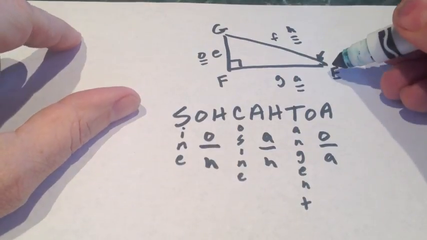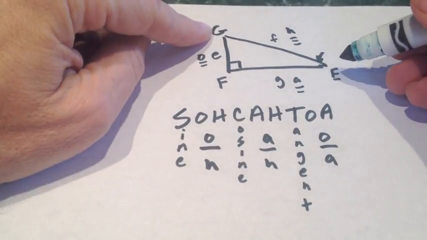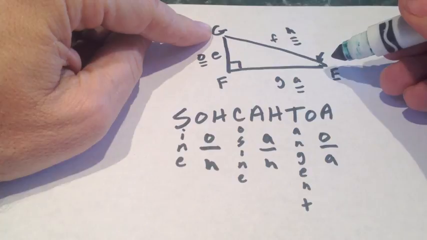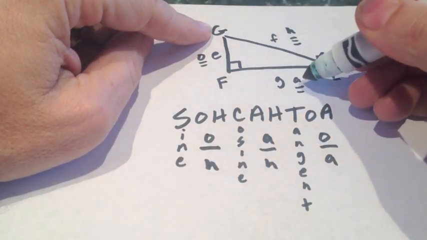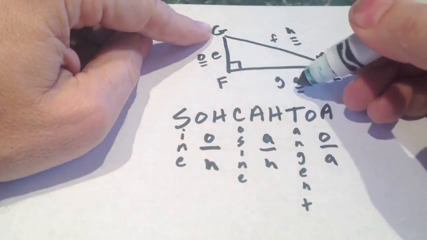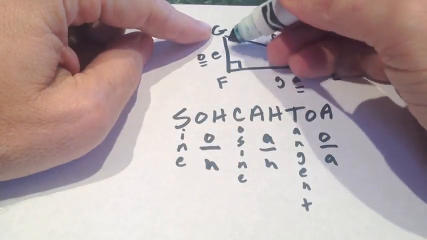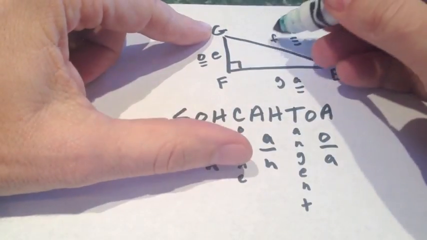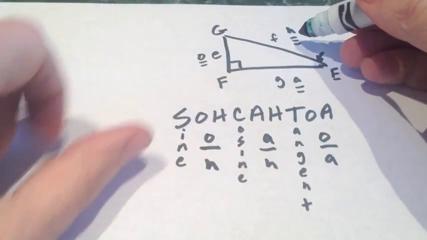Now, if I change angles, if I start talking about from this angle, then these things change. Because then this one becomes the opposite side, because it's opposite from it. This one, adjacent, means next to. It becomes the adjacent side. Hypotenuse never changes. Hypotenuse is always there.